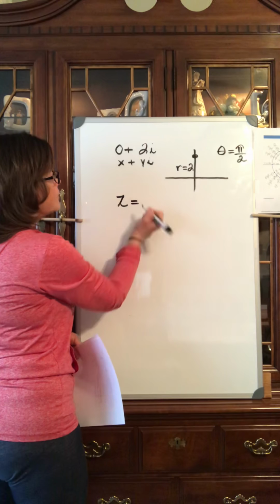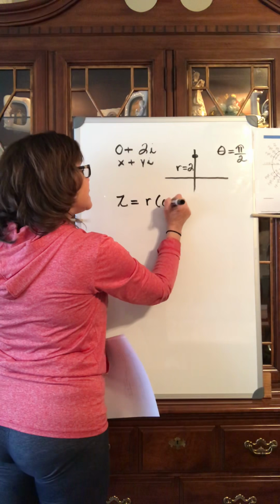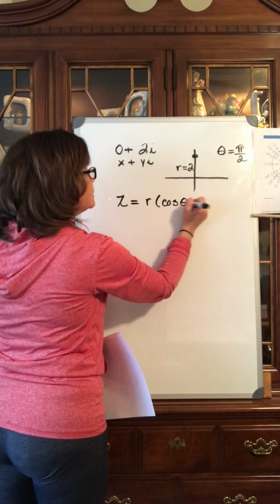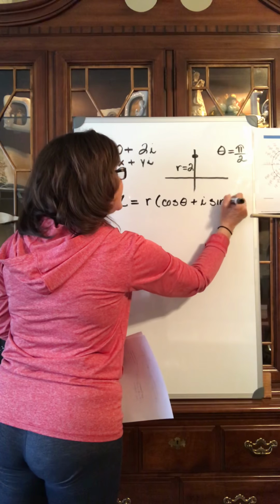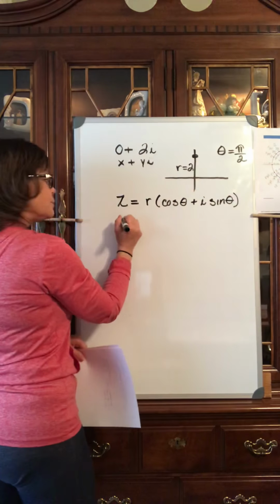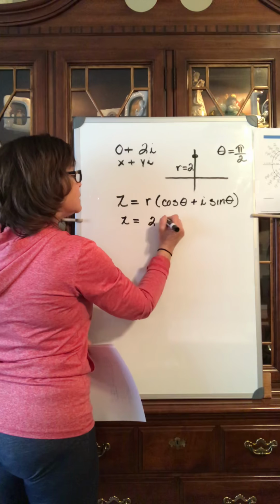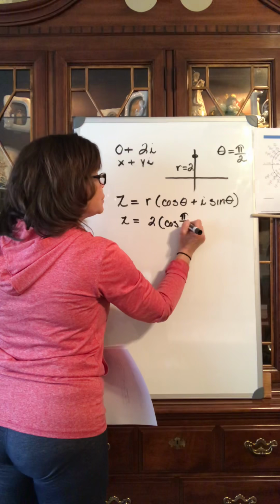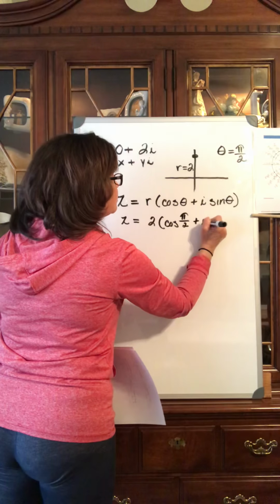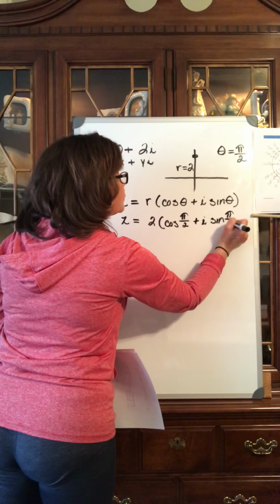The trig form of this complex number z is equal to r times the cosine of theta plus i times the sine of theta. The trig form of this complex number, r is 2, times the cosine of pi over 2 plus i times the sine of pi over 2.